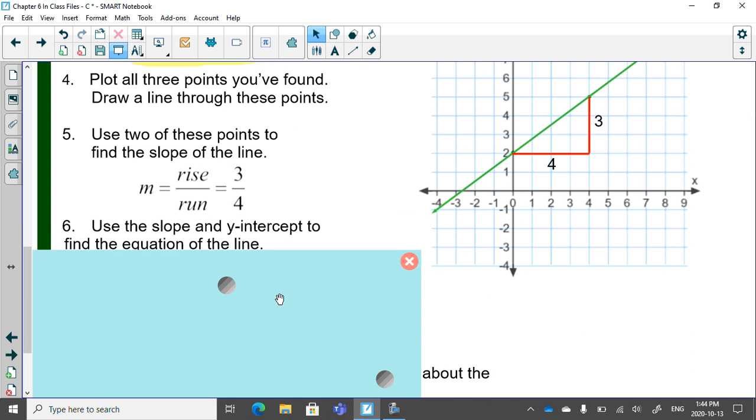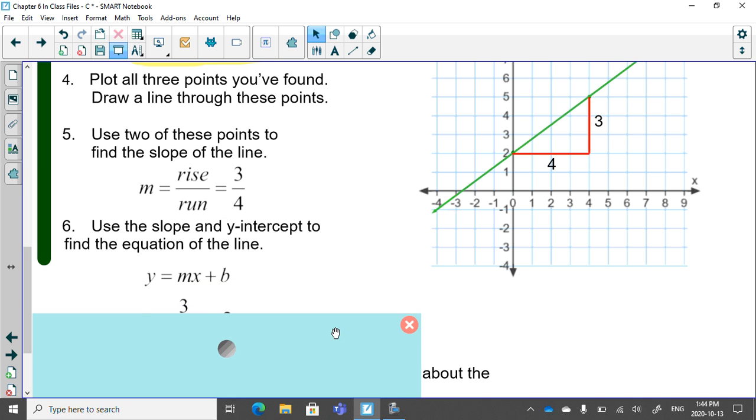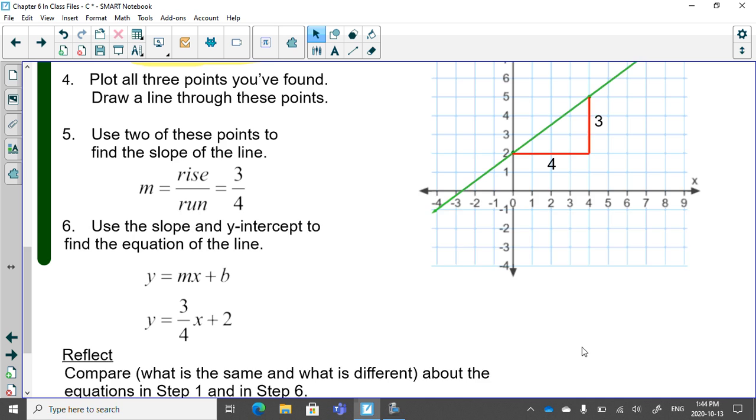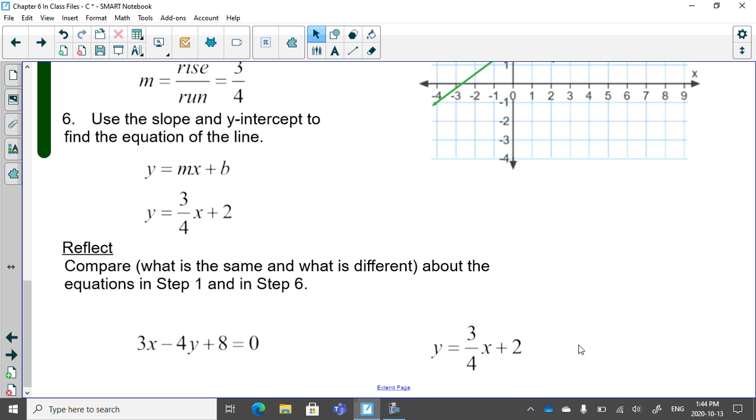And then the very last part says use your slope and y-intercept to find the equation of the line. Well, the slope and y-intercept, I already have the slope, 3 over 4. The y-intercept is 2, I found that. So I just plugged into y equals mx plus b. My m is 3 over 4. I found it from the graph, and I know my y-intercept is 2. So now that we have these, it says compare what is the same and what is different.